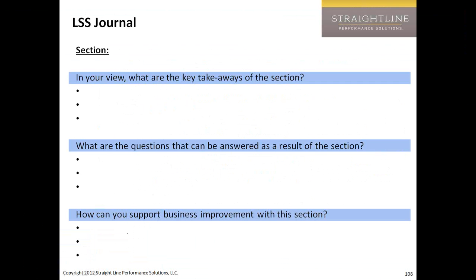Well, we've come to the end of the section, and now is the time for you to write down what your key takeaways of the section are, what questions you can answer, and how you can support business improvement with this section.